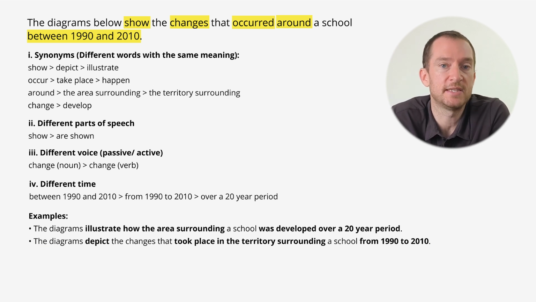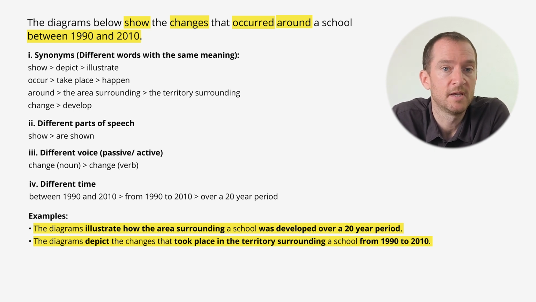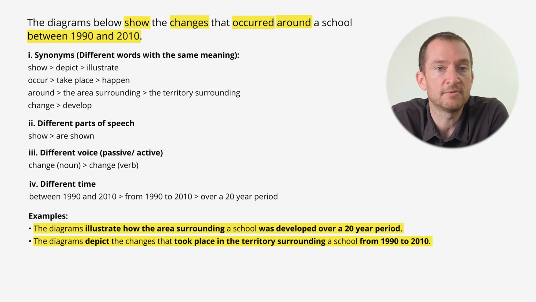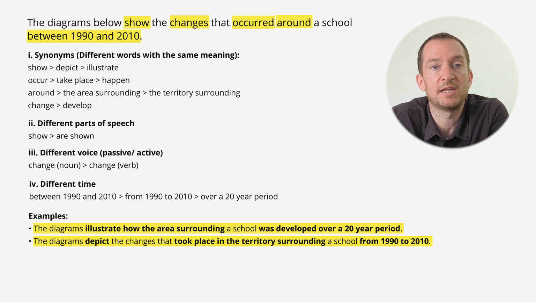Now I'll skip straight to the examples as we've seen the other changes already in previous tasks. We can see that in these examples, show has been changed to illustrate and depict. Around has been changed to the area surrounding. We used develop instead of change and used the passive voice developed. Other changes to the original rubric include using the word territory to describe the area around the school, and of course we changed the expression for the time period.